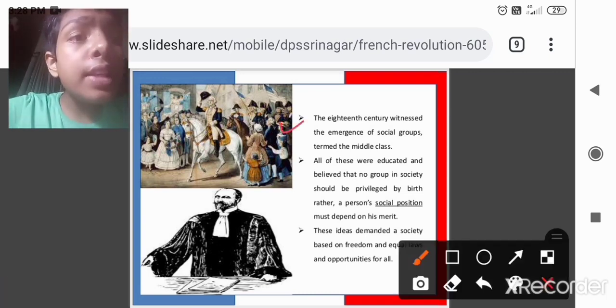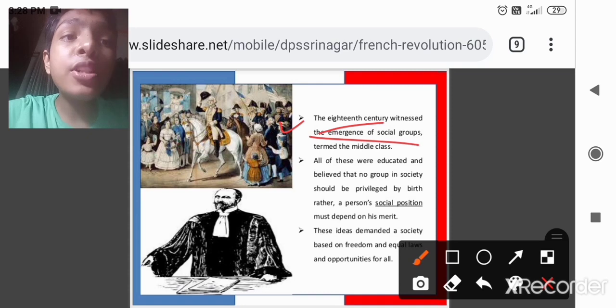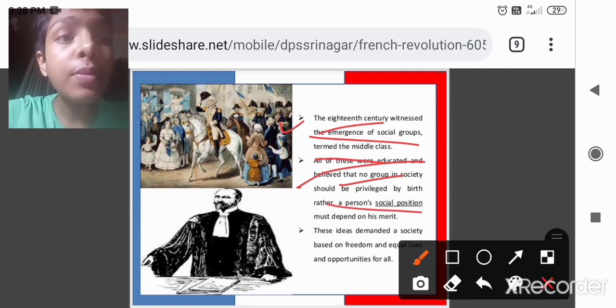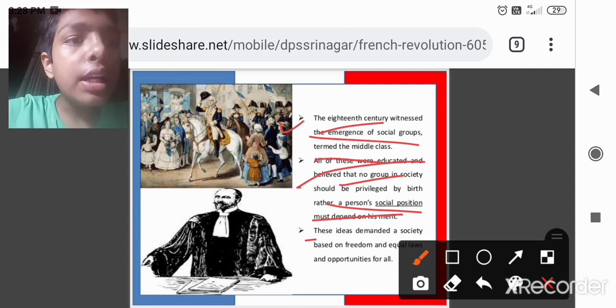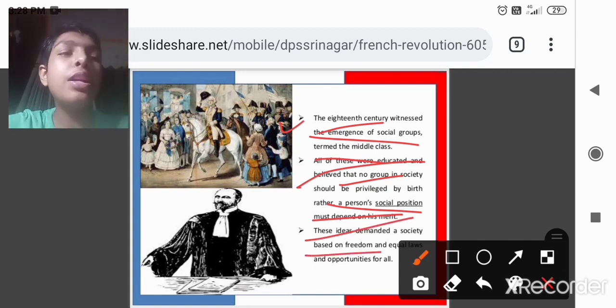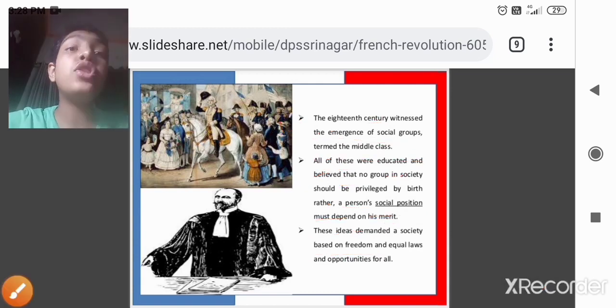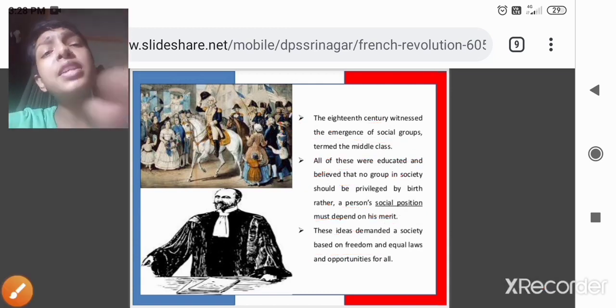So the 18th century witnessed the emergence of social groups termed the middle class. 18th century में आया था. All of these were educated and believed that no group in society should be privileged by birth. Rather, a person's social position must depend on his merit. बिल्कुल. These ideas demanded a society based on freedom and equal laws and opportunities for all. अब कुछ मज़ा आया था, स्टोरी में चेंज हुआ था. And this was the best thing I like in the French Revolution.